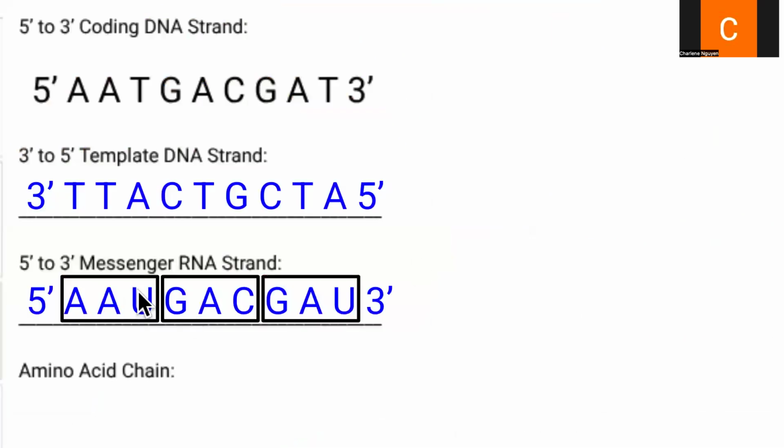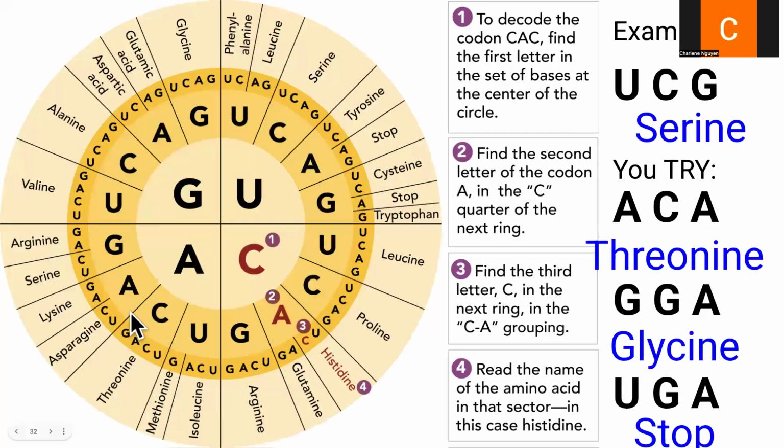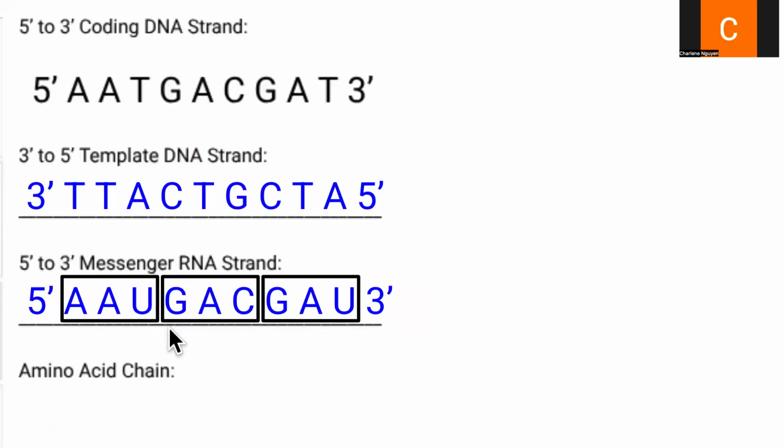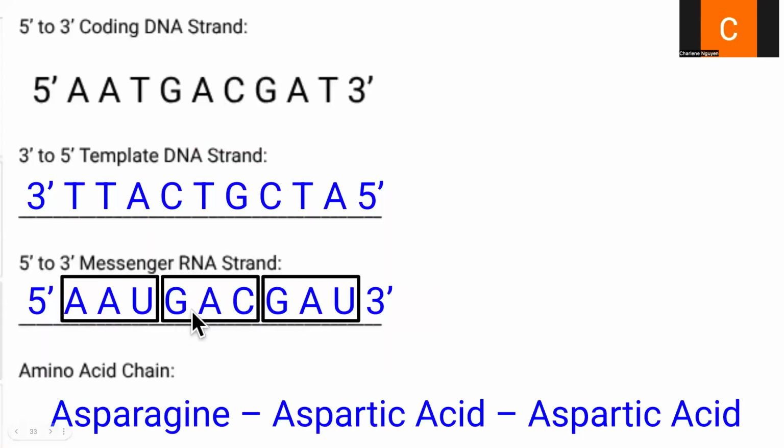So from our messenger RNA strand, every 3 RNA bases makes up a codon. I'm going to use the chart. So AAU, what does AAU give me? Asparagine. So we get asparagine. You can check my work, but GAC will give us aspartic acid and GAU will also give us aspartic acid. So this messenger RNA that contained 9 bases is going to give us a total of 3 amino acids.